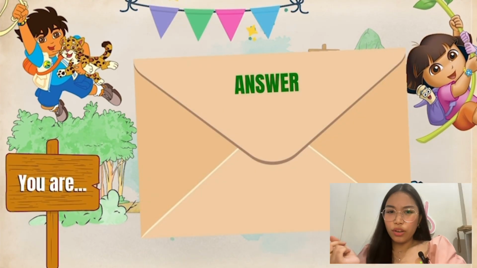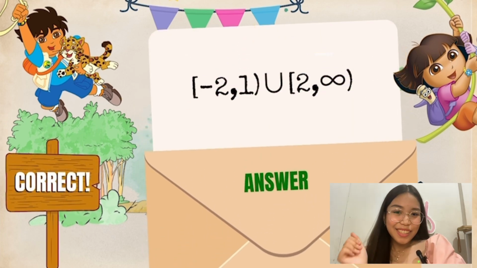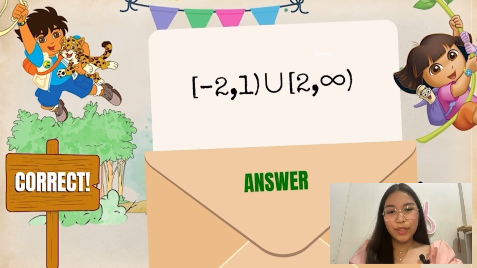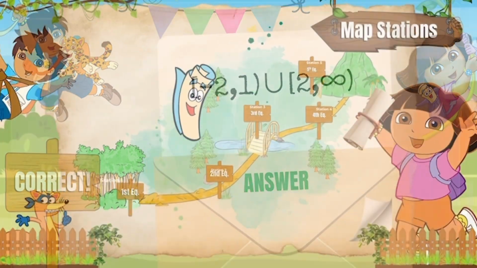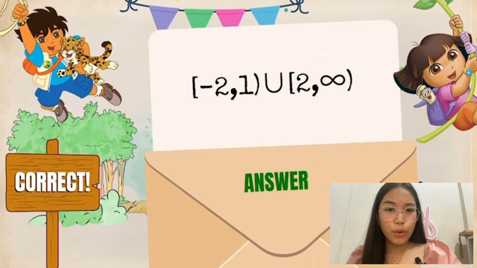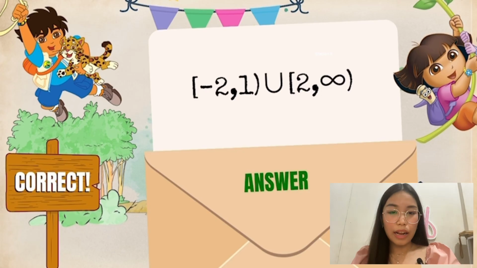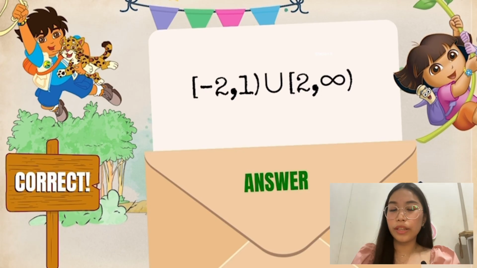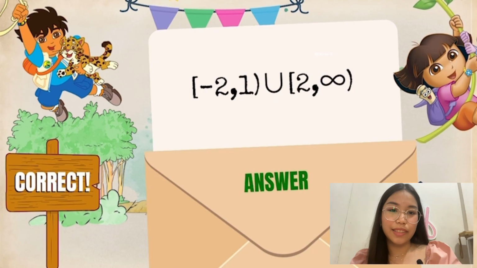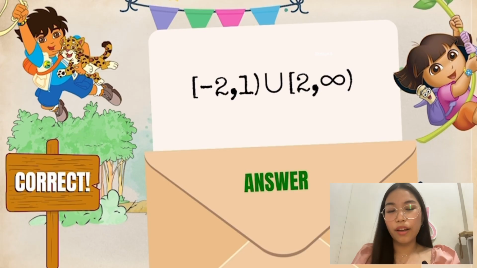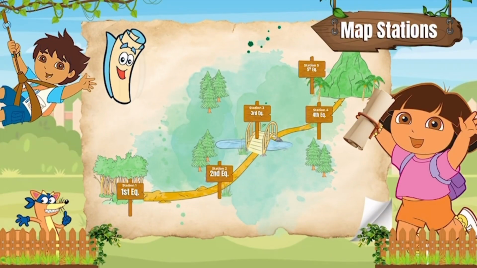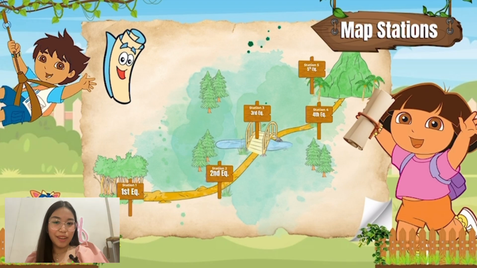Hmm, is our answer correct? Let's see. It's correct. Let's proceed to the next equation. Station number 2 coming up. But wait, do you know how to read our answer? Our answer is read as from negative 2 inclusive to positive 1 exclusive, union 2 inclusive to positive infinite. That's how you read our answer. Let's go to station number 2.